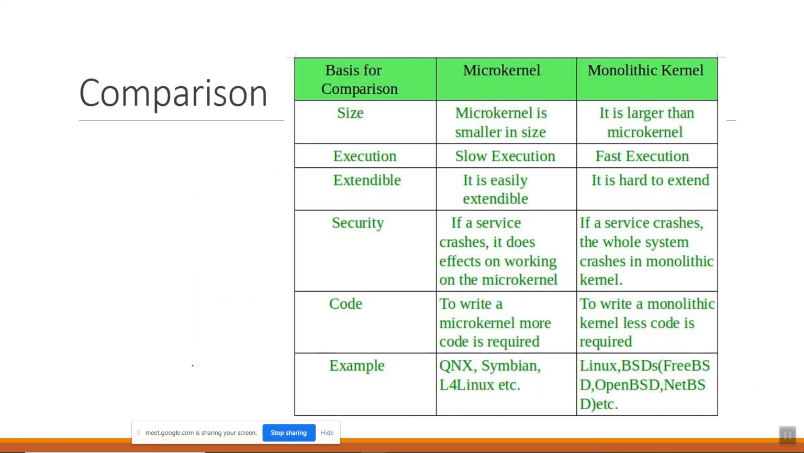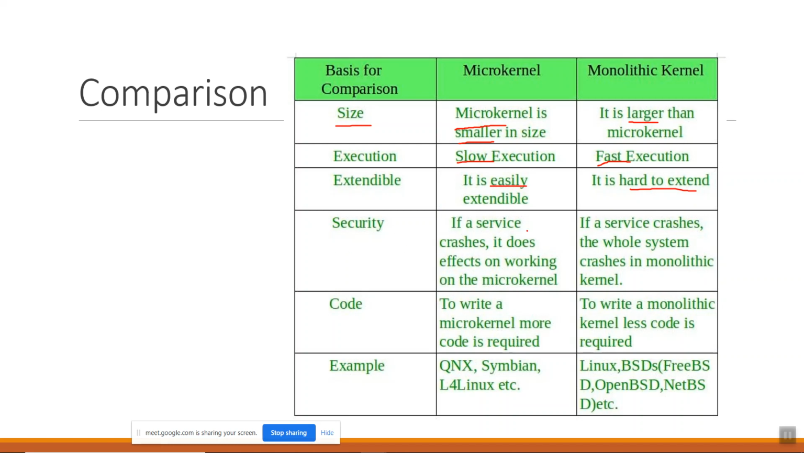This is the exact comparison between the microkernel and the monolithic kernel, and the points on which we are going to compare are given on the left side. When we compare the size, the microkernel is obviously smaller, as the name suggests, whereas the monolithic kernel is larger. As for execution, the microkernel performs slow execution, whereas the monolithic kernel performs fast execution. When we want to extend a kernel, the microkernel is easy to extend, and the monolithic kernel is hard to extend.